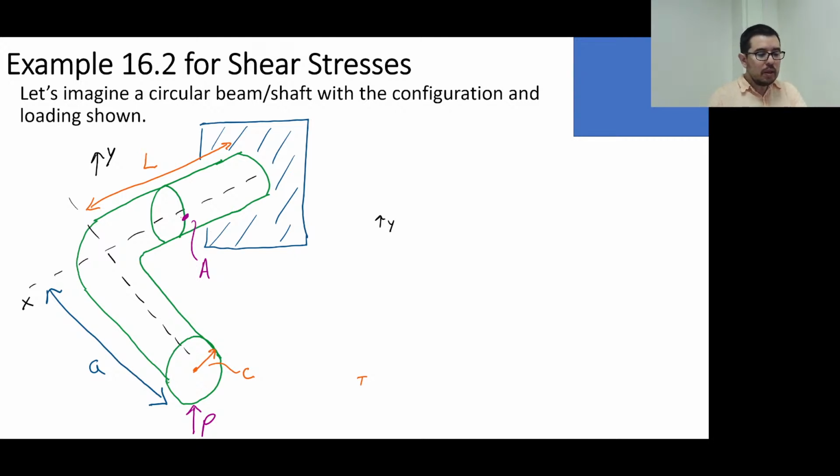Okay, so here we have a circular beam or shaft, and it goes around the bend. And these are like the worst problems, okay? What's worse is if it goes around two bends. All right, just around the river bend.